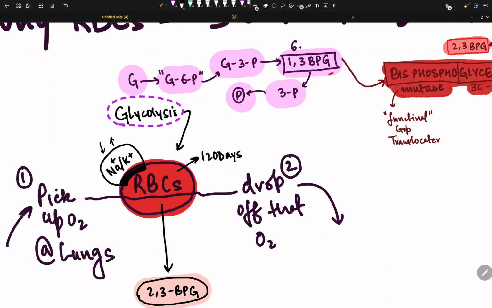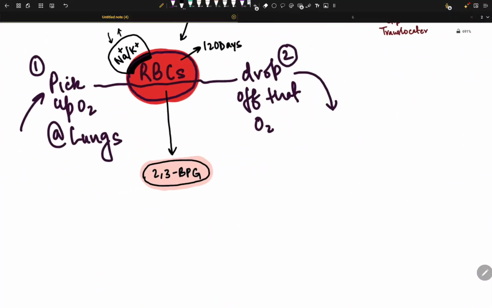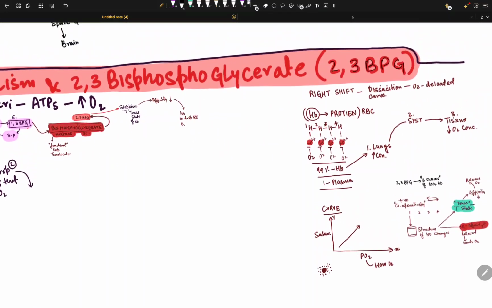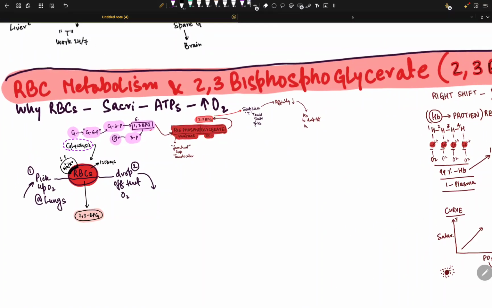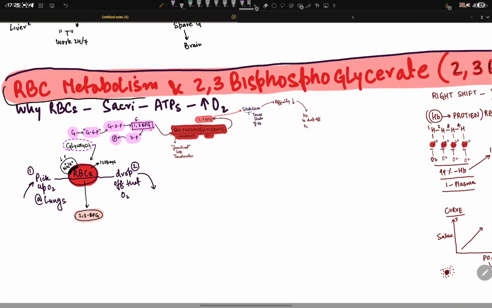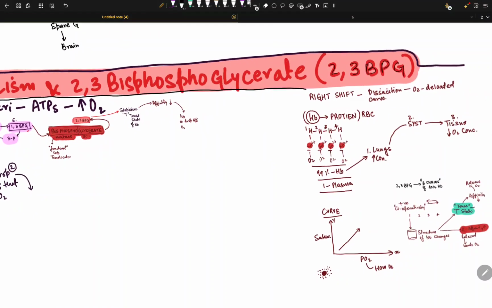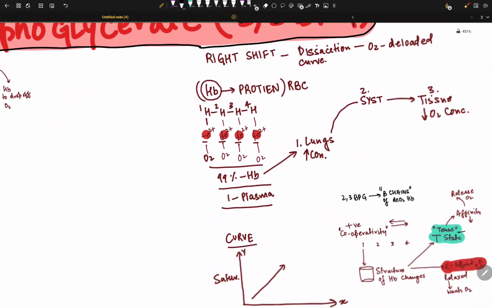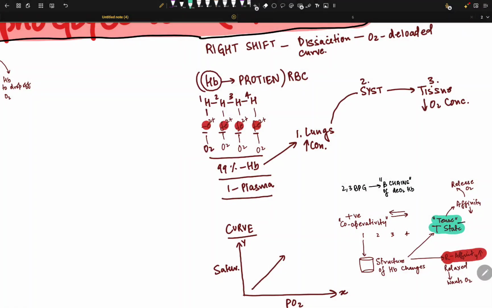And this first 1,3-BPG comes from glycolysis, and glycolysis happens in RBCs because RBCs don't have mitochondria, right? Because if they had mitochondria, they would just use up that particular oxygen that they are carrying. So God was like, okay, I'm not gonna make this mistake in my design, so they don't have mitochondria, and the RBCs don't waste it. So that's the little story that I just told you about this 2,3-BPG.